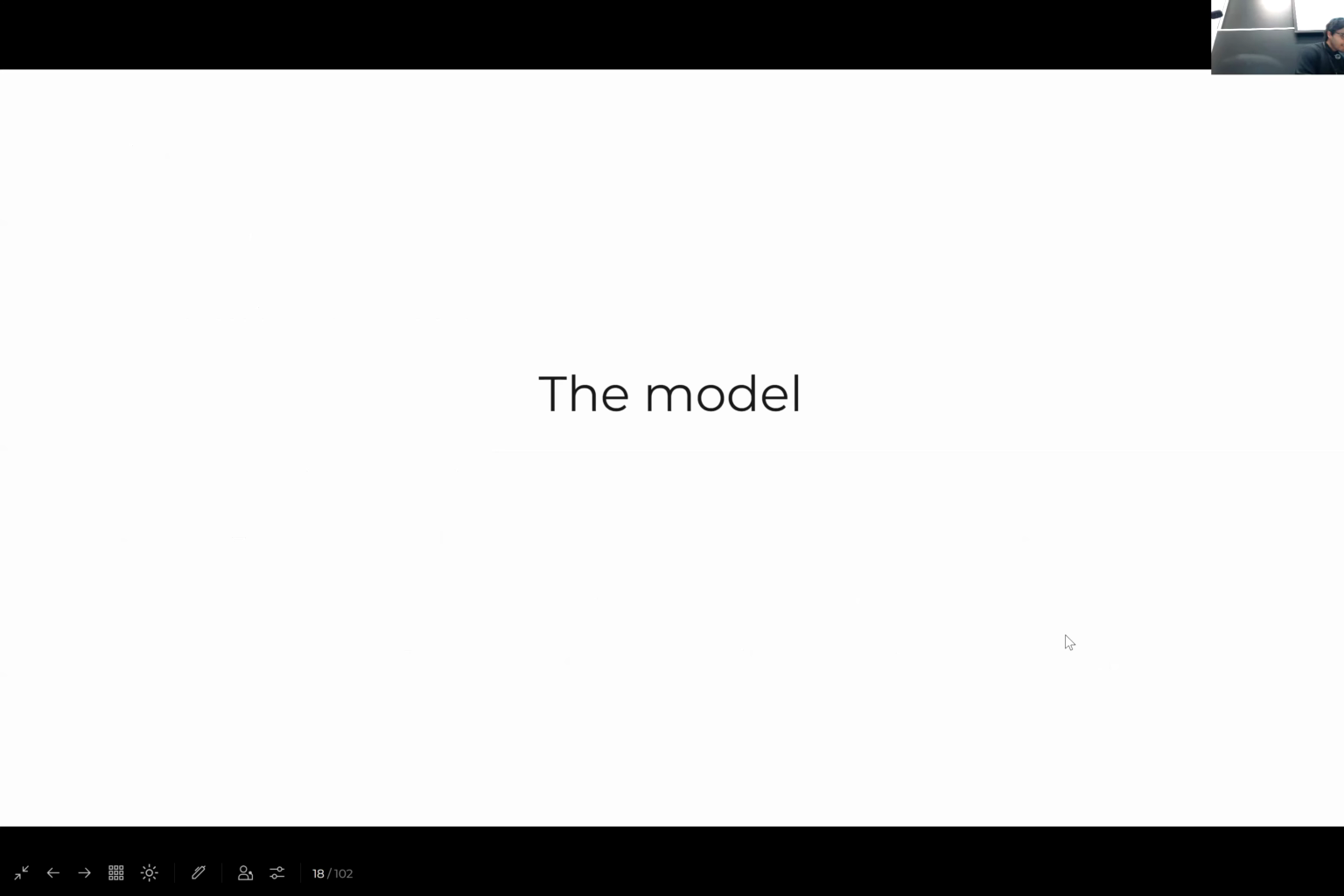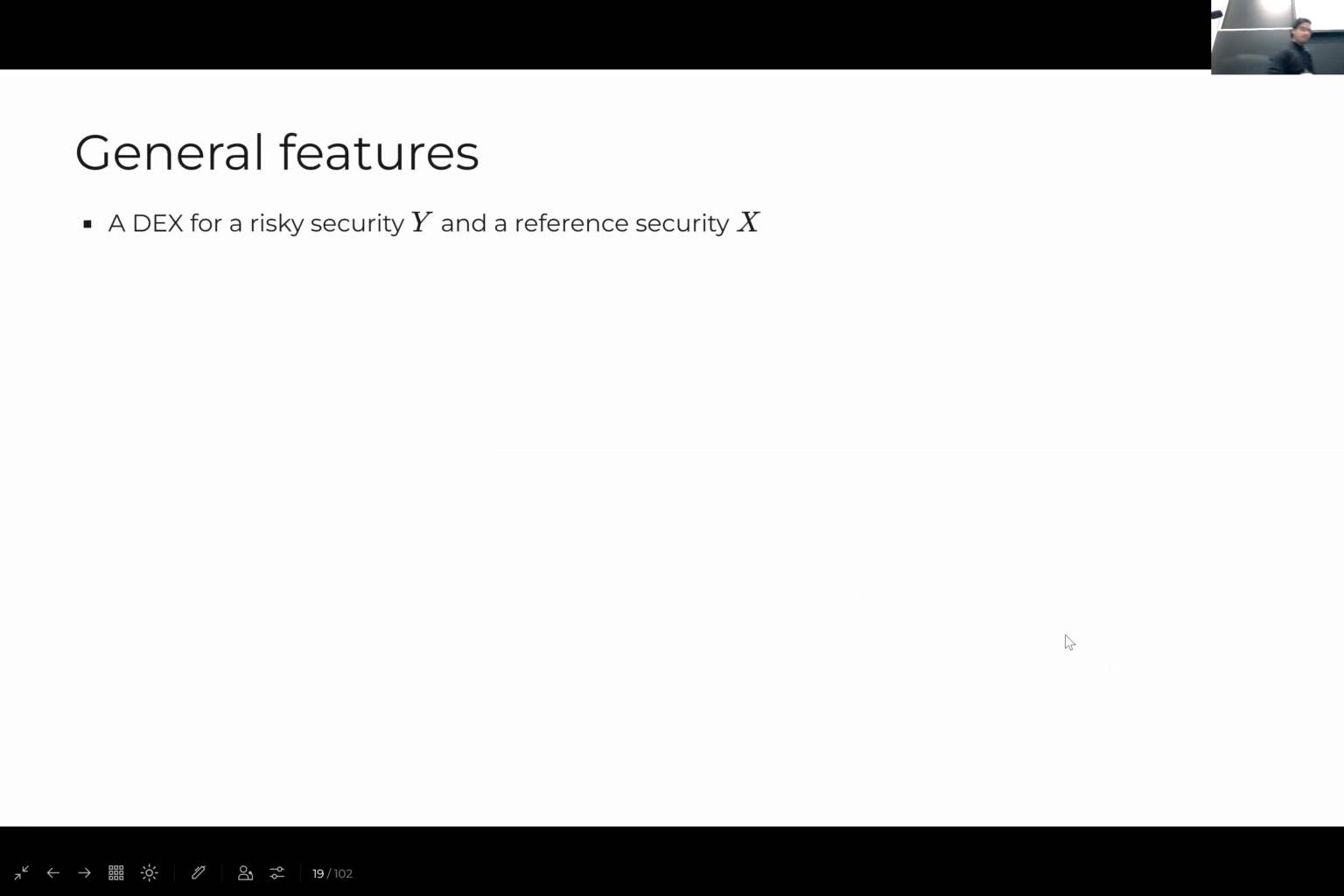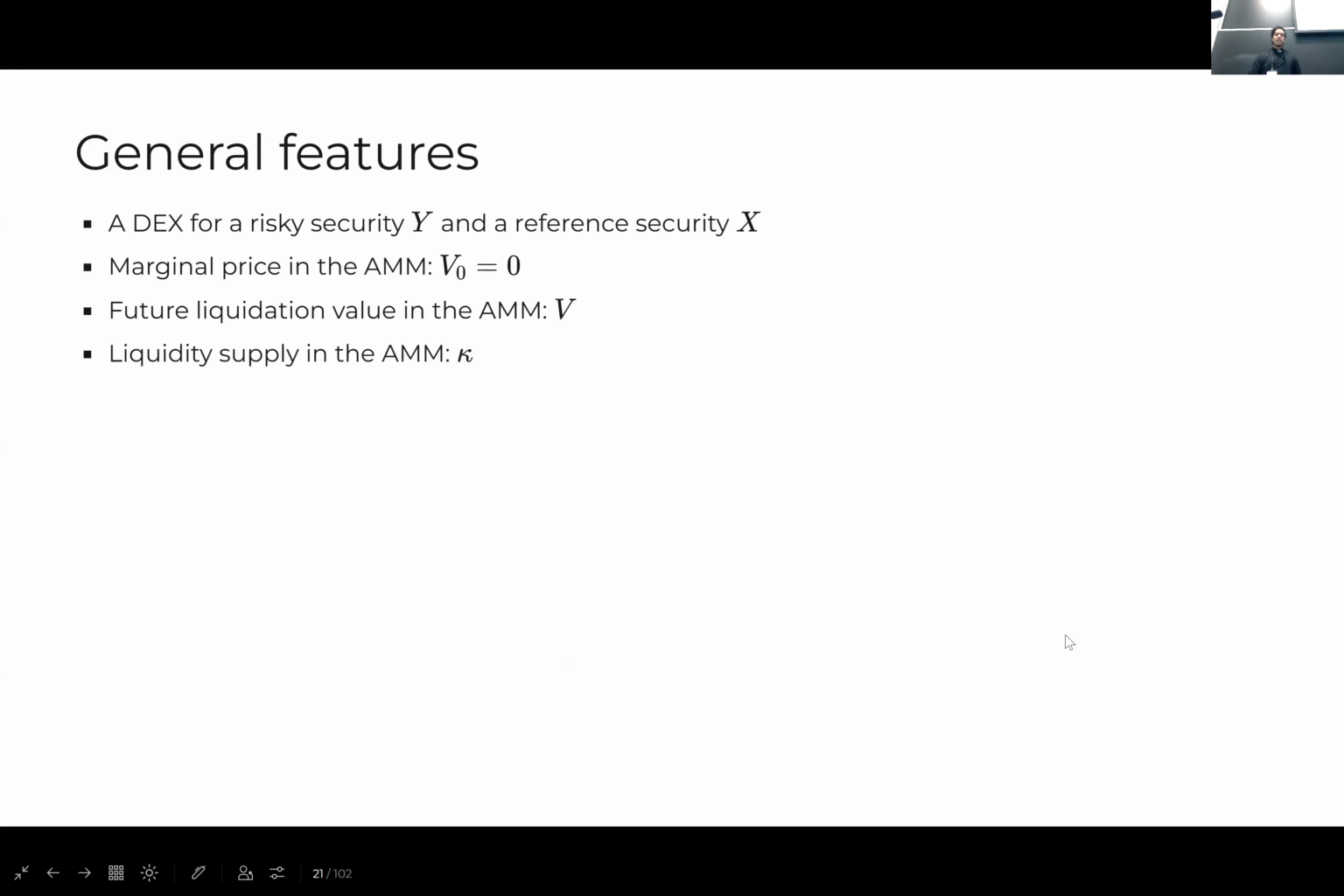Okay, perhaps the model. The general features of the model is that we consider a decentralized exchange for a risky security Y and a reference security X. You can think of Y as Microsoft and X as dollars. The marginal price, the initial price, is V0, that we'll normalize to 0 without any loss of generality. And I will call the future liquidation value in the AMM V. So that's the future random price of this risky security that I can trade at later on.